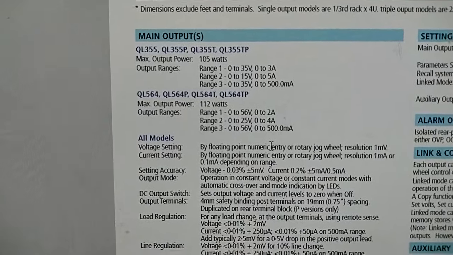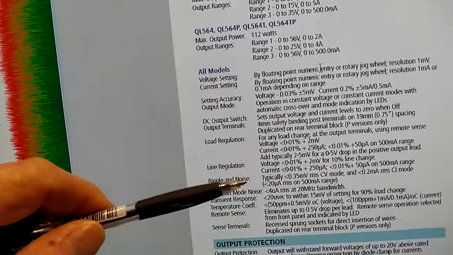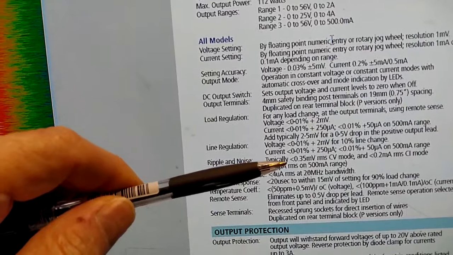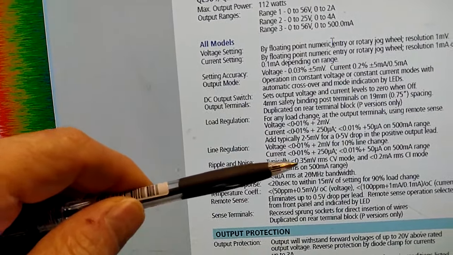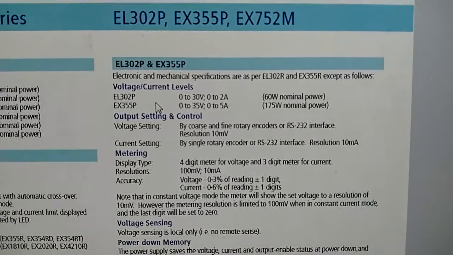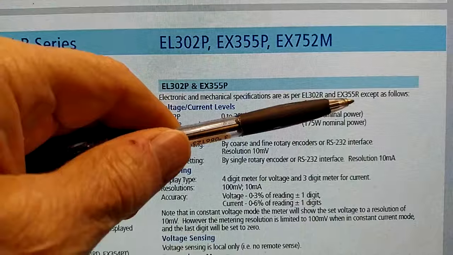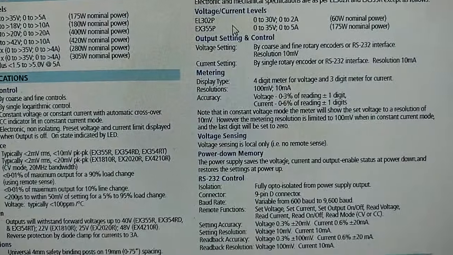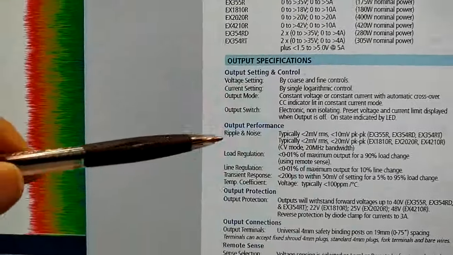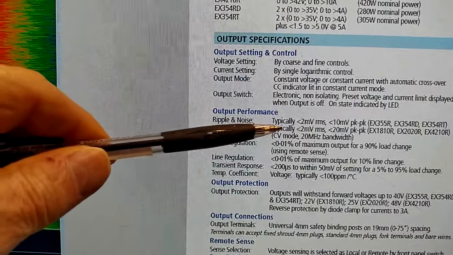Here are the specifications for the QL355. Ripple and noise, typically below 0.35 millivolts in constant voltage mode. The EX355P is the same as the 355R when it comes to the noise specification. There is nothing about noise here. So, ripple and noise, it says, typically below 2 millivolts RMS.